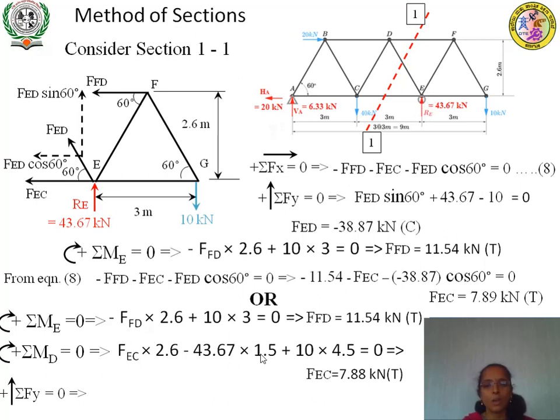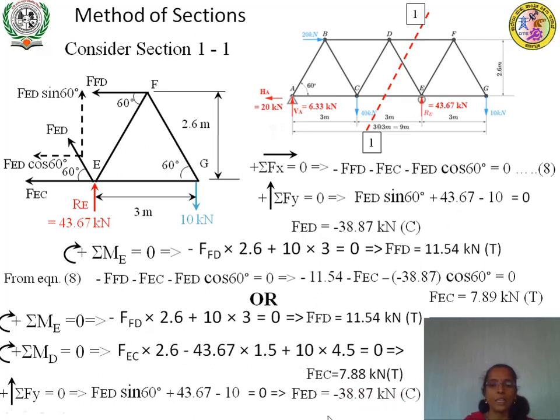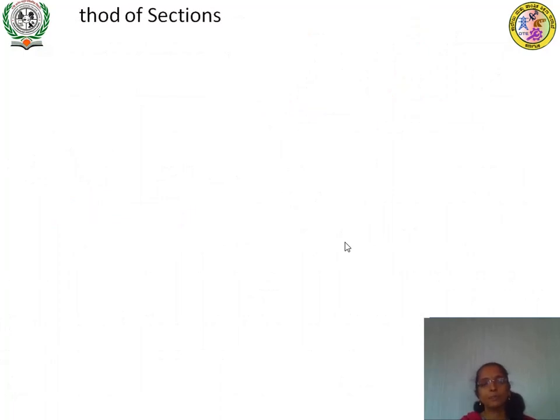Or else you can apply sigma Fy is equal to 0. We have already calculated it, so directly we will write it as FED is equal to 38.87 kilonewton minus, which means it is under compression. So in method of sections either you can apply sigma Fx equals 0, Fy is equal to 0 and sigma M equals 0, or you can apply sigma M at different positions to obtain the required unknowns. Now we have applied method of joints and method of sections. Now comes how to tabulate the results.